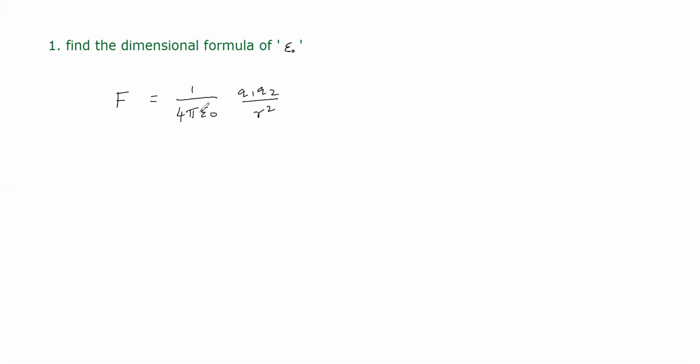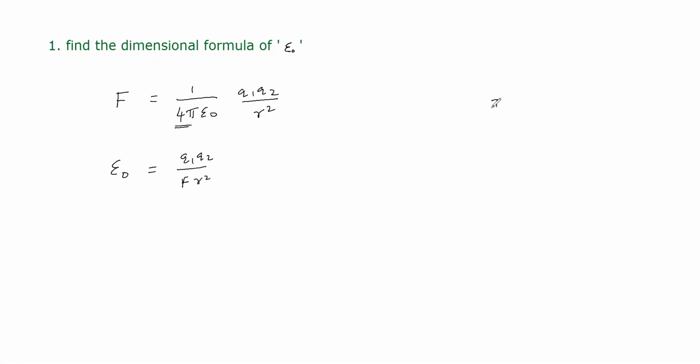Now we have to find the dimension formula of epsilon naught. Since 4 pi has no dimension, we leave the 4 pi out of this formula. Bring epsilon naught to the left side. So epsilon naught is equal to Q1 Q2 divided by F into R square. Substituting the dimension formulas of Q1, Q2, F and R square, we can get the dimension formula of epsilon naught.